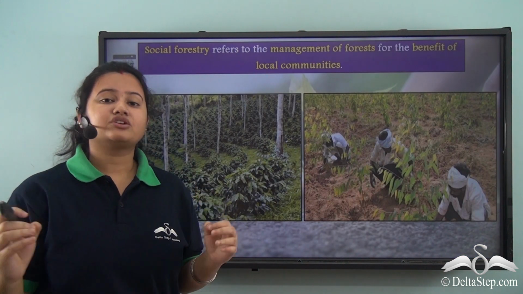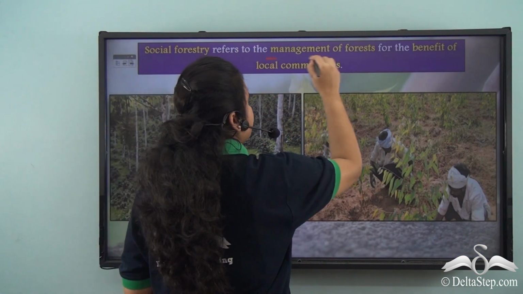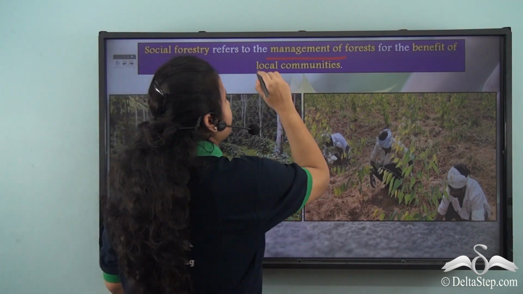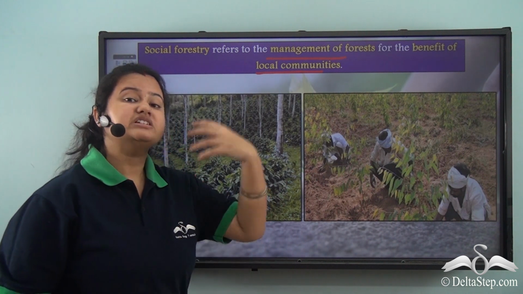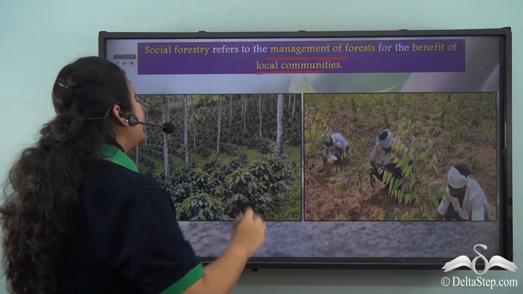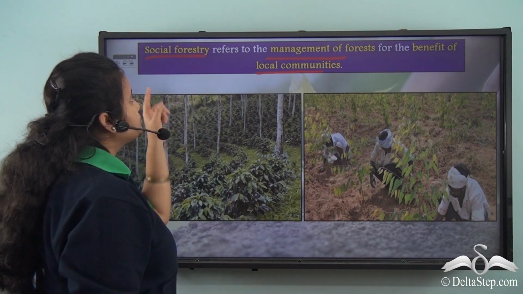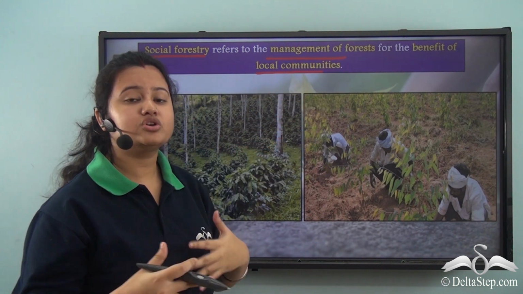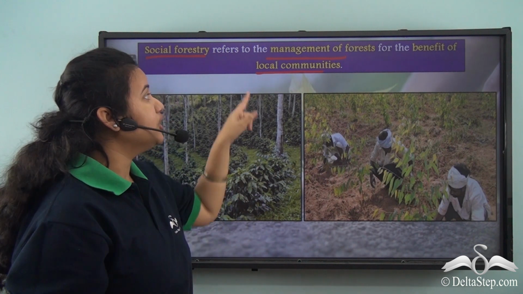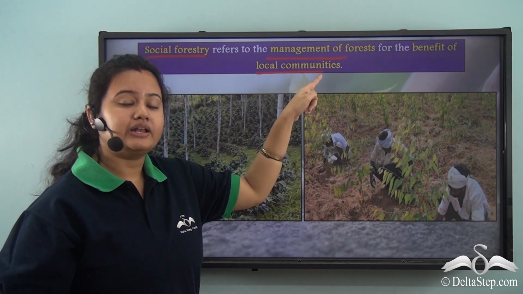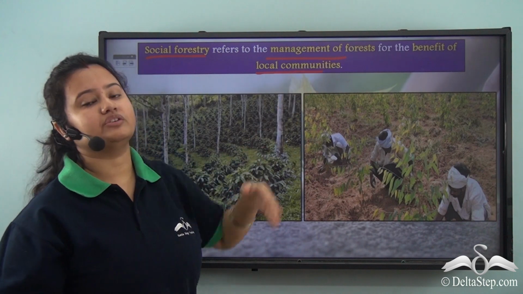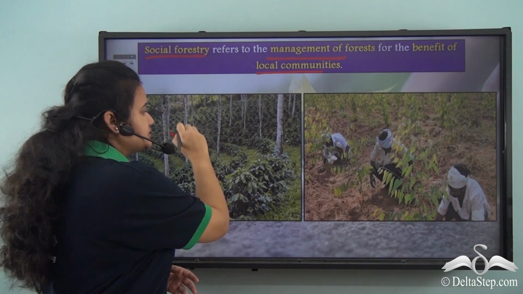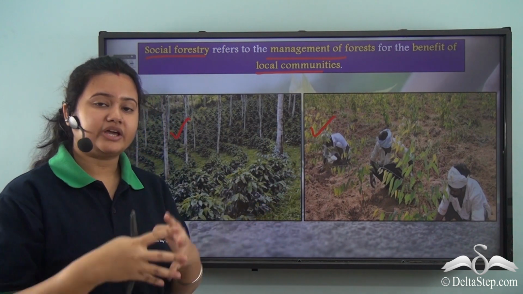Now, this act of maintaining the forest and also looking after the welfare and benefits of local communities who are very much dependent on the forest is known as social forestry. So, social forestry refers to the management of forest and also looking after the welfare of local communities or local dwellers who are very much dependent on these forests. Under this scheme, forestry and cropping are done together.